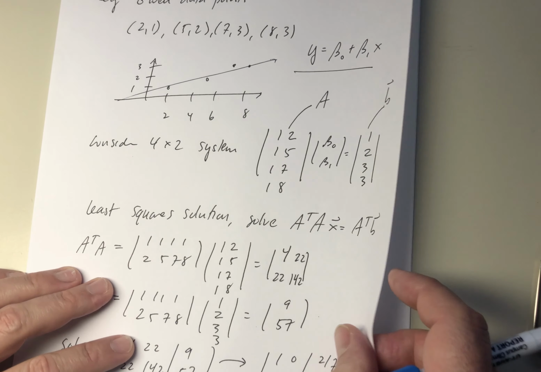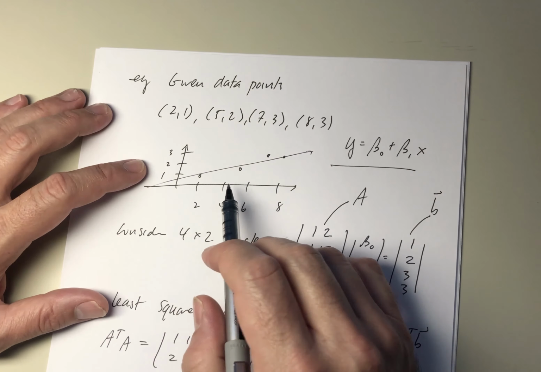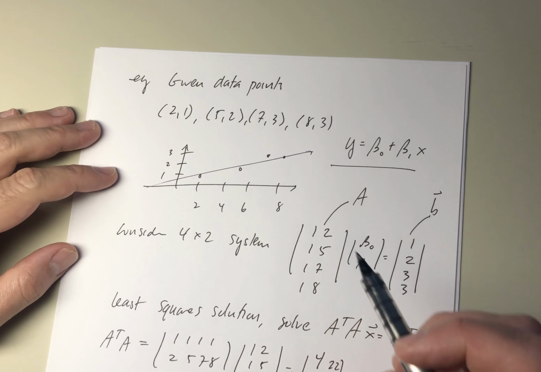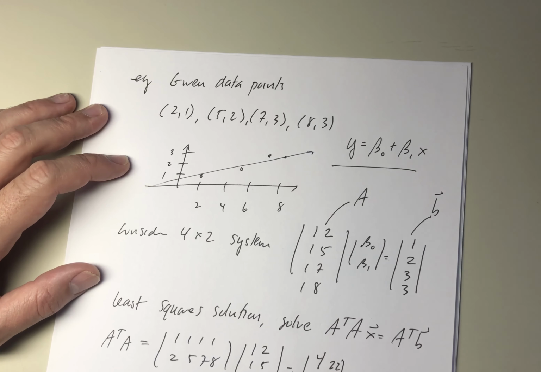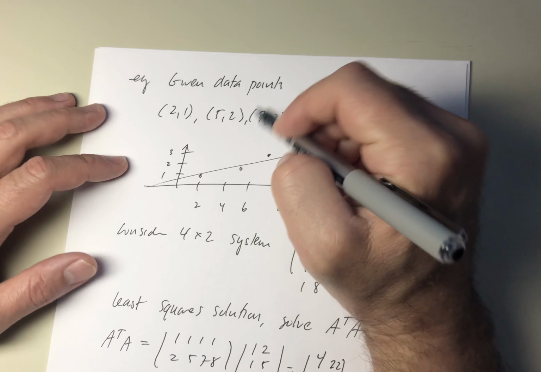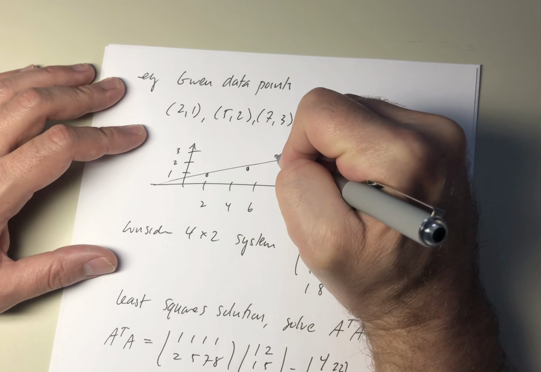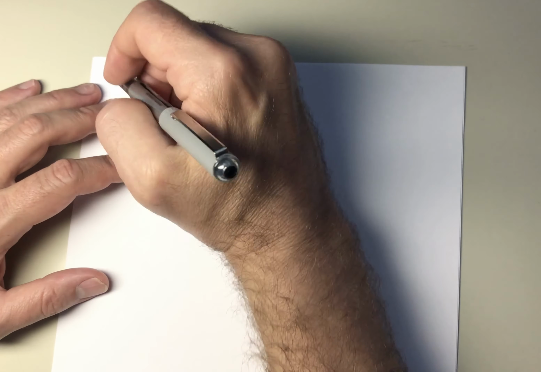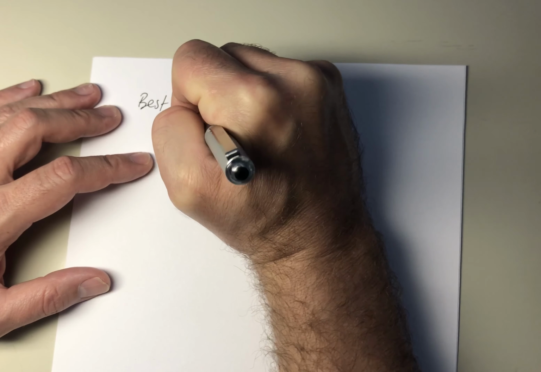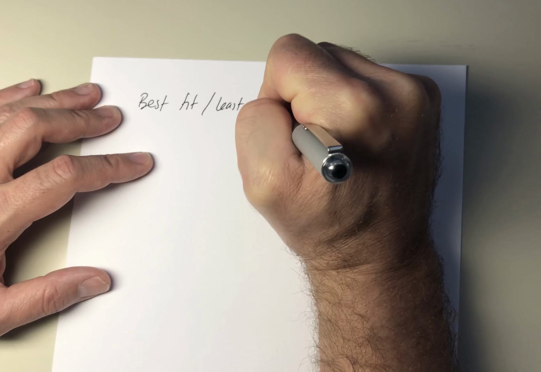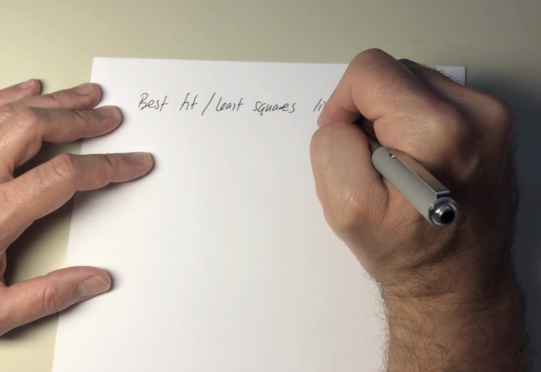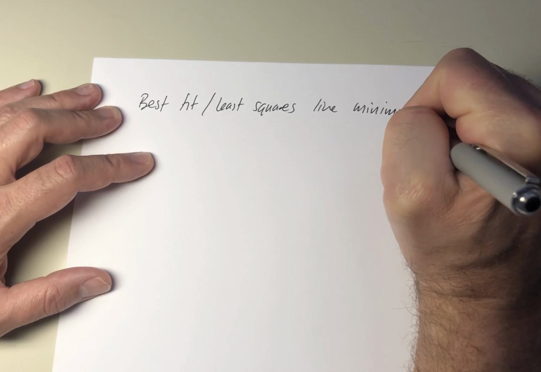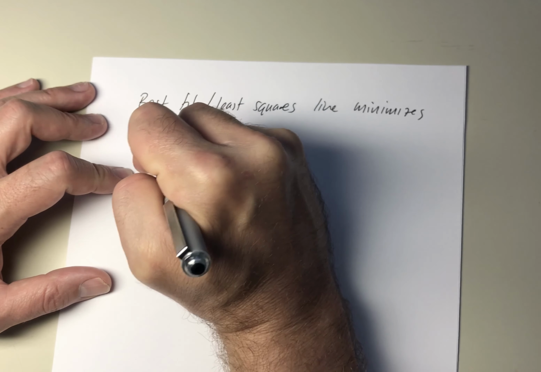Now, just briefly, maybe I'll mention this with this picture here. I mentioned this before. What are we actually minimizing? It turns out that when I get this best fit line, what I'm minimizing are what are called the residuals, which are the distance between the data points and that line. So maybe I do need a new picture here. So this best fit line, or least squares line, minimizes what are usually called the residuals.